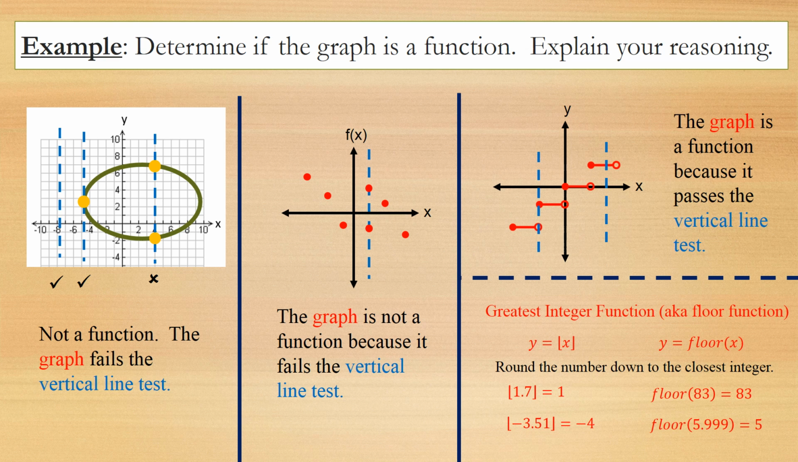And for 5.999, the greatest integer function gives 5. Even though it was close to 6, the answer is still 5.